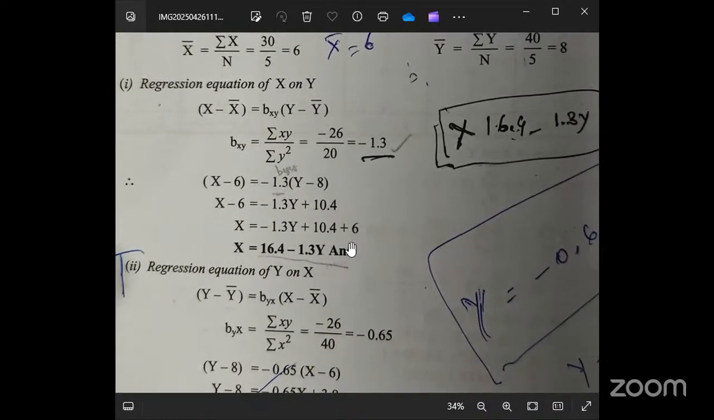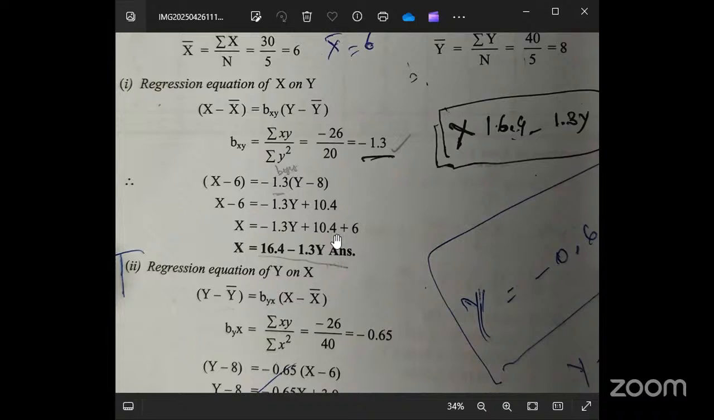It's very simple. For x on y, we have x minus x bar equals bxy into y minus y bar. How do we derive the bxy value? The bxy formula is sigma xy by sigma y square. Sigma xy is minus 26, divided by sigma y square, which is 20 here. So we got minus 1.3 as the bxy value.